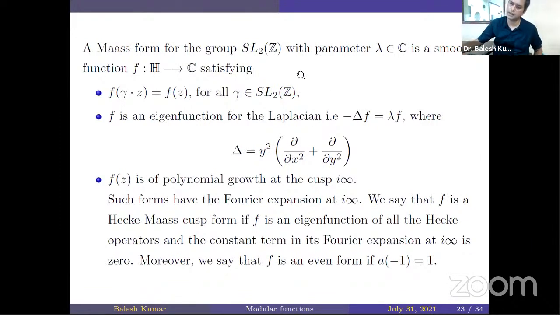Similarly, one can also define a Maass form of weight half for the congruence subgroup gamma naught 4 with parameter lambda.